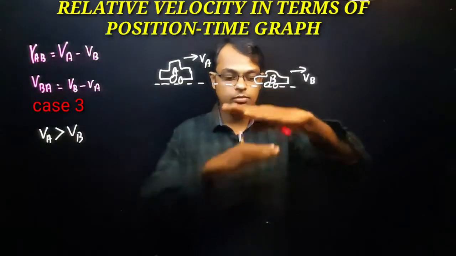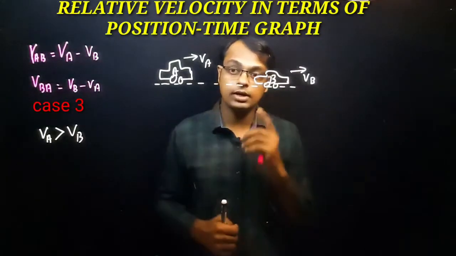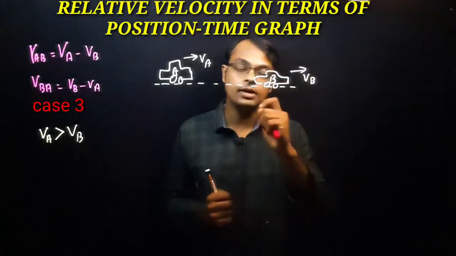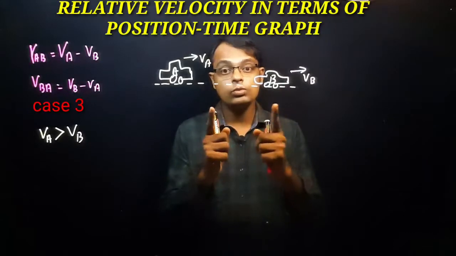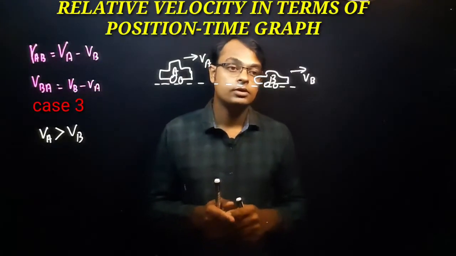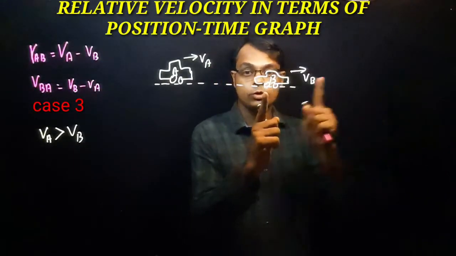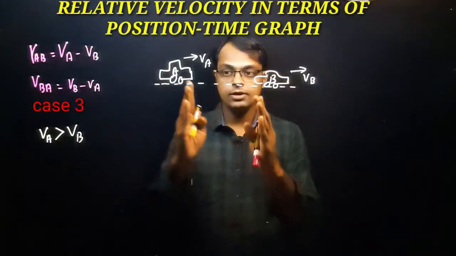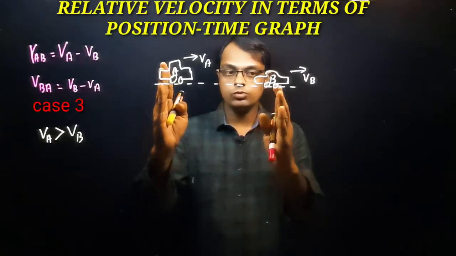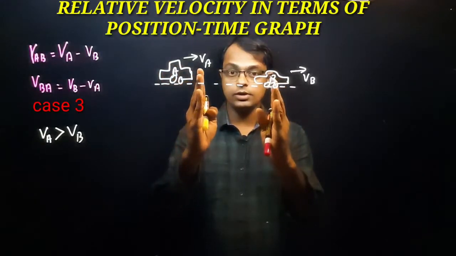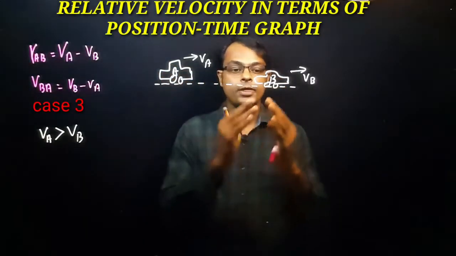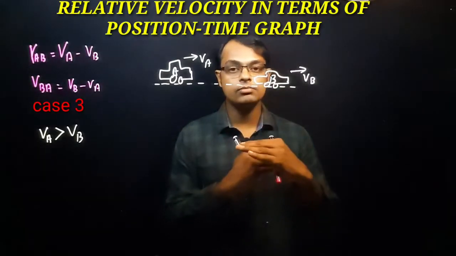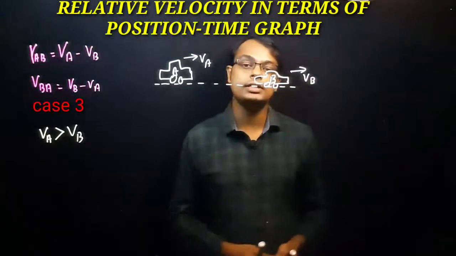Once again, after meeting at that point, what will happen to car A? Car A will move ahead of car B. Then what will happen to the relative separation? The relative separation increases because car A's speed is much more. So once again, let me tell you: in the first case, car A's speed is more, so it approaches and the relative separation decreases. At one particular point, they will meet, and after some time the relative separation increases.